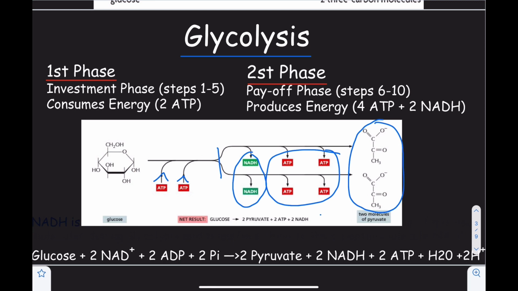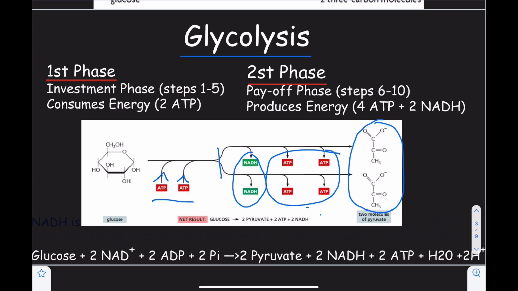Now, even though 4 ATP are produced, only 2 are net because 2 were originally put in. It's like the stock market. If you invest $2 and then you end up with 4, you only net 2 because the first $2 were yours, but you originally invested. So you really made $2.